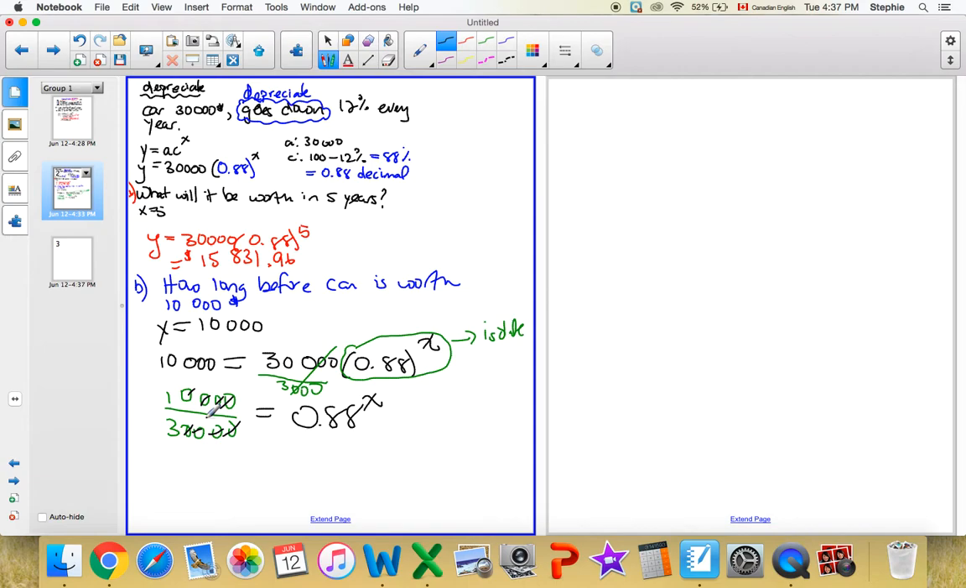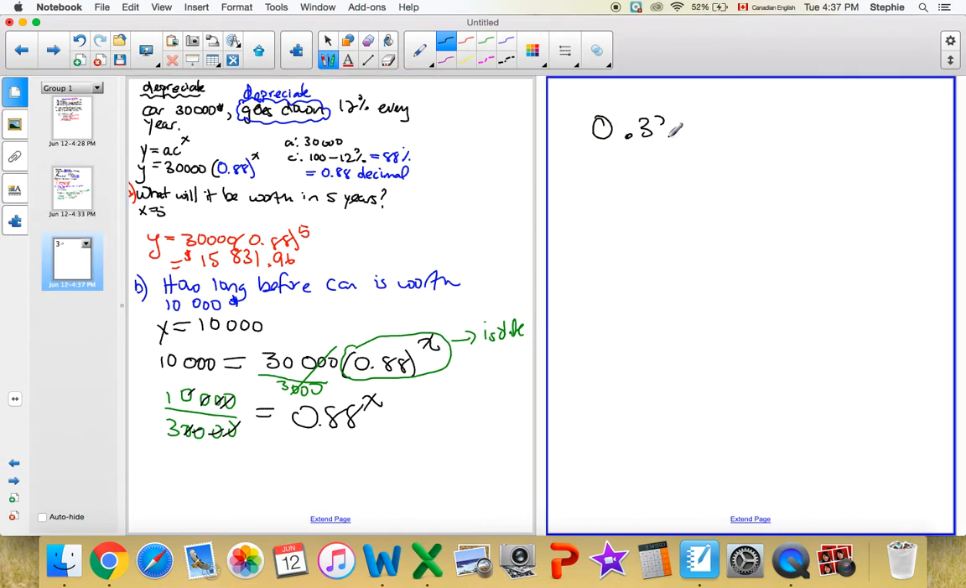Now if you want to leave it as a decimal, go ahead. Doesn't make a difference. It's not going to be as precise, but it's good enough. So that's going to be 0.33, and you could just leave it at that. If you want to keep on going, go ahead. Equals 0.88 to the power of x. Now here's the log thing. If you want to write it fancy, this is the log base 0.88 of 0.33 is equal to x.